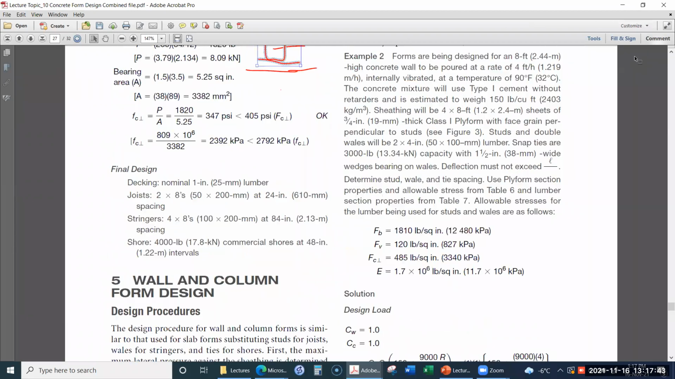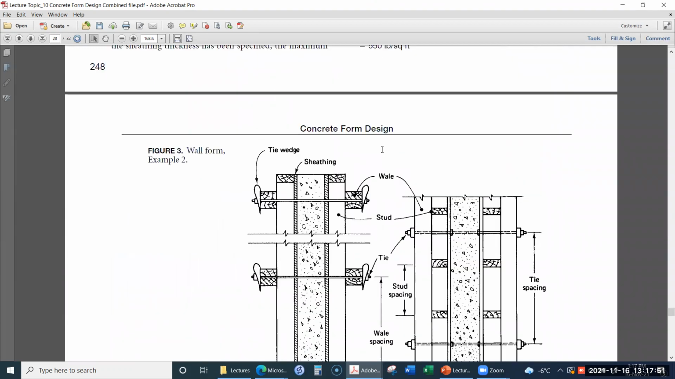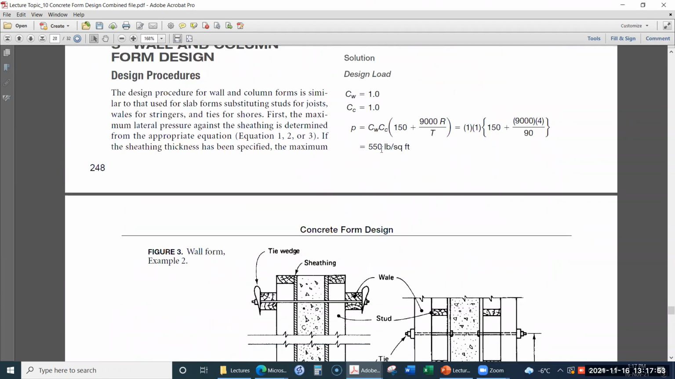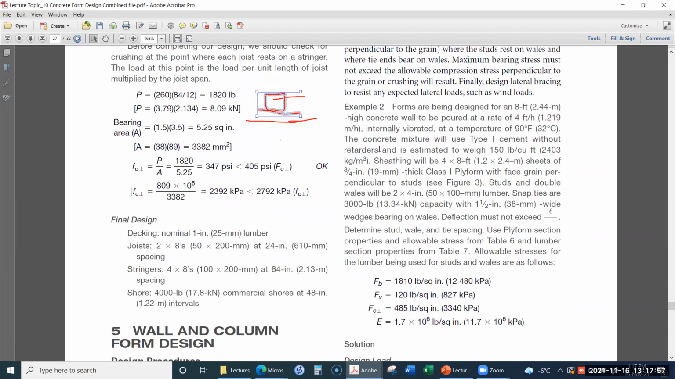With this, we have completed this example one. In the next class, we will continue with the other two examples, which will talk about the wall and column designs. We will continue this topic in the next lesson, and hopefully complete it.